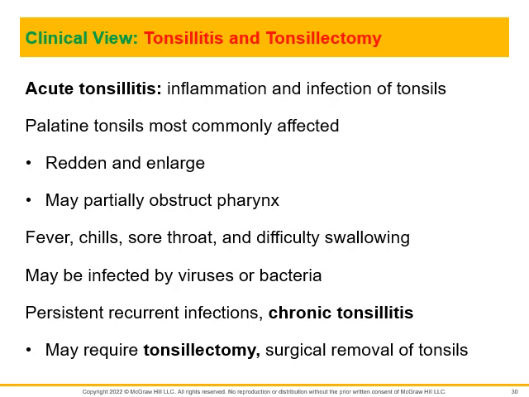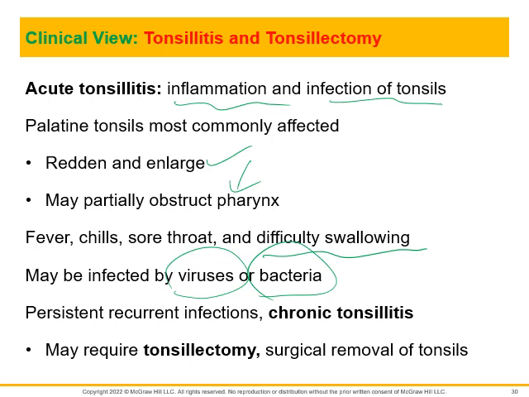Lots of people have tonsillitis, inflammation and infection of the tonsils. They become red, they become enlarged, they can block the pharynx, and so they can actually obstruct breathing and make swallowing difficult. Usually some sort of virus or bacteria gets into the tonsil and it can't be broken down fast enough, right? It's just too much for your immune system to handle, and then we might want to surgically remove your tonsils.